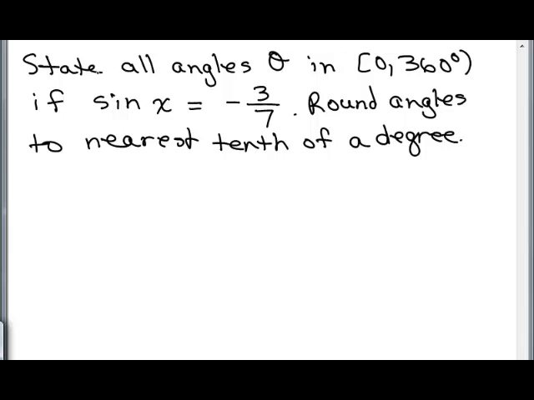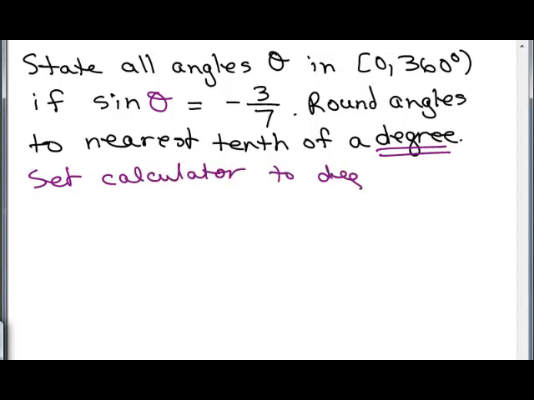Next problem. State all angles theta in 0 to 360 degrees if the sine, oops, didn't want to write x, that would be theta. If sine of theta equals negative 3/7, round angles to the nearest tenth of a degree. So first of all, notice we're looking for degrees this time. So you're going to have to first set your calculator to degree mode. And again, we're only going to look for positive values in between 0 and 360 degrees.